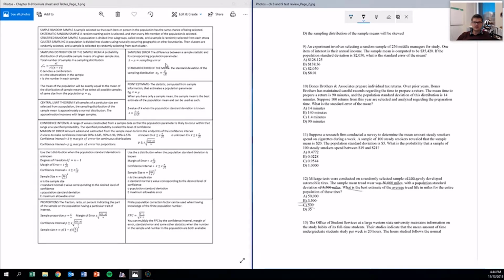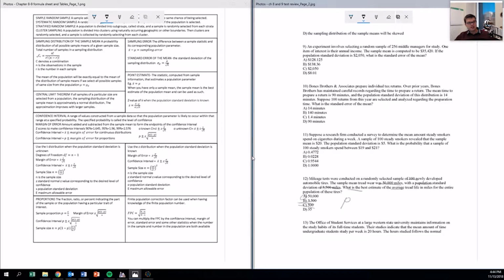50,000 is the average tread life of the sample, and so you use a point estimate to say we're going to use the sample as the population mean. Okay, so 50,000 is the correct answer. Even if there was an option for 53,500 or 46,500, the answer would still be 50,000, because when you have a sample mean, you can use that as a population parameter as a point estimate.